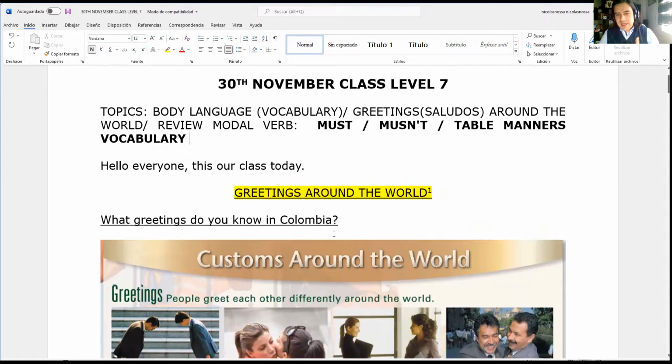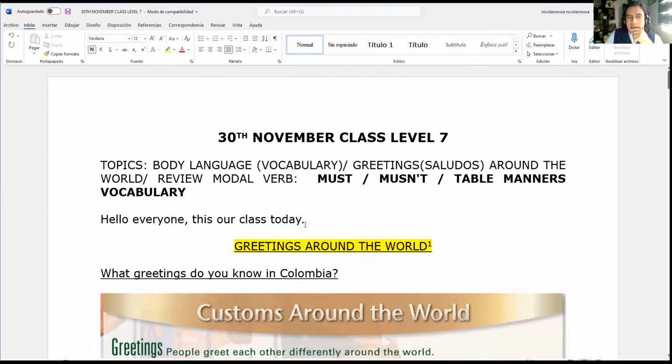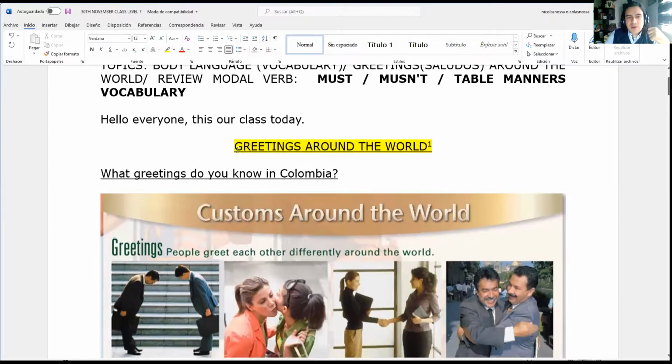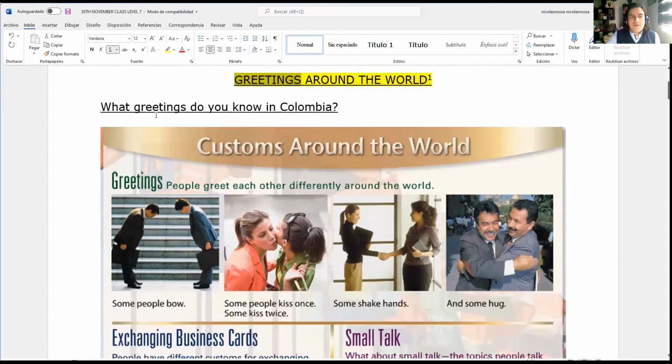Entonces yo los explico y les voy contando y las actividades pues que deben realizar, ¿ok? Entonces vamos a empezar con el vocabulario. Vamos a empezar con greetings around the world. Acuérdense que greetings in Spanish means saludos, ¿ok? For example, what greetings do you know in Colombia? Yeah, we can discuss or we can speak about this question in class. Yeah? We can speak together in class.